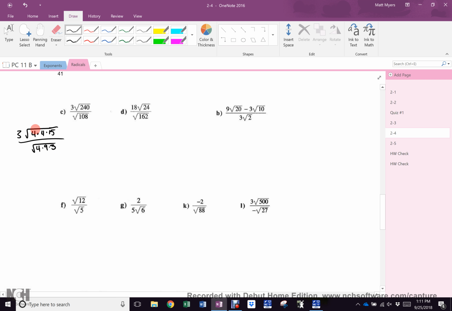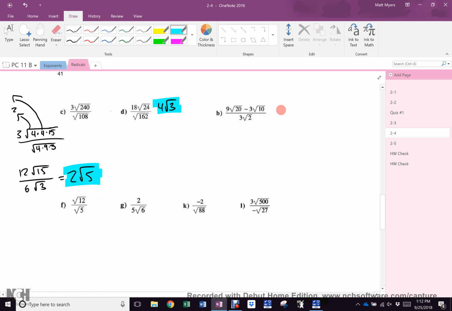Square root of 4 is 2. Out comes a 2. Square root of 4 is 2. Out comes a 2. So I have 12 root 15 over 2 and 3, 6 root 3. 12 divided by 6 is 2. 15 divided by 3 is root 5. Then D. D I actually did. 4 root 3.